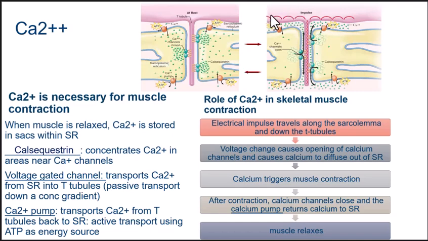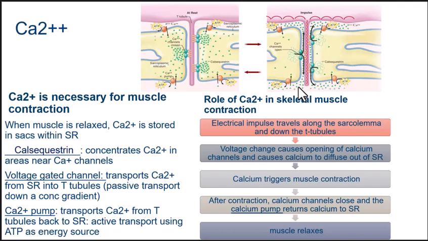So if we look at this image here, we can see that an impulse is traveling through the T-tubule, and as it does, it's stimulating these voltage-gated channels. So this in red is the voltage to open, allowing calcium to leave where it's been sequestered by calsequestrin. It's passively moving out of these gates down its concentration gradient, and you can see it's now outside of the sarcoplasmic reticulum.